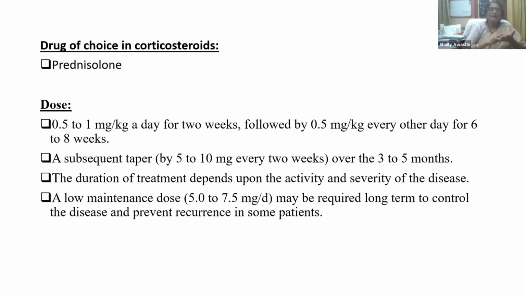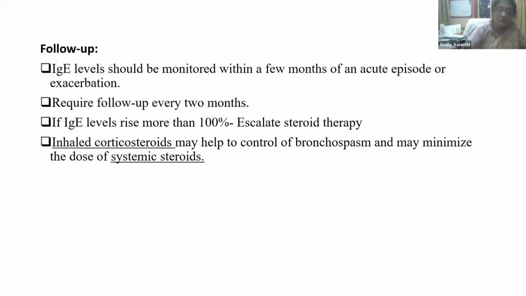This index case, at the age of 3 years, 3 months, did she require steroids? She was lost to follow-up. We did not give her steroids. She was not in our follow-up, actually. Now, when we follow up these patients, we have to do IgE levels every few months after an acute episode to look for exacerbation. And I told you that when we are following these patients, every 2 months, we should get an IgE done. If IgE level rises more than 100%, we escalate steroid therapy. And we may want to add inhaled steroids to control bronchospasm, and it may minimize the dose of oral steroids.